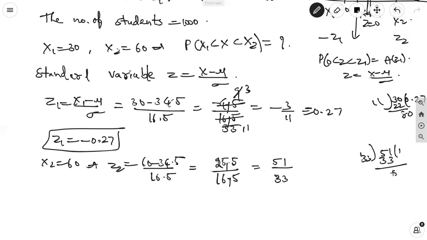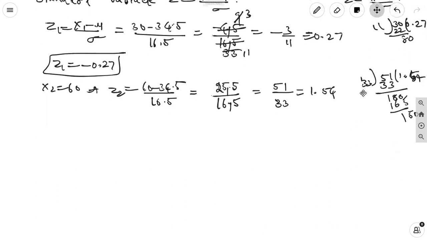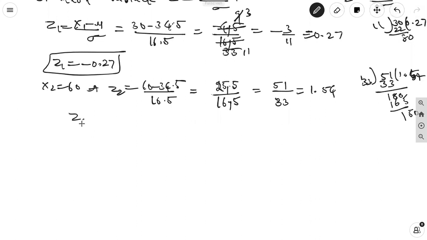Dividing, it is equal to 1.54. So this is equal to 1.54. So we got the z1 and z2 values. Here z2 is equal to 1.54.